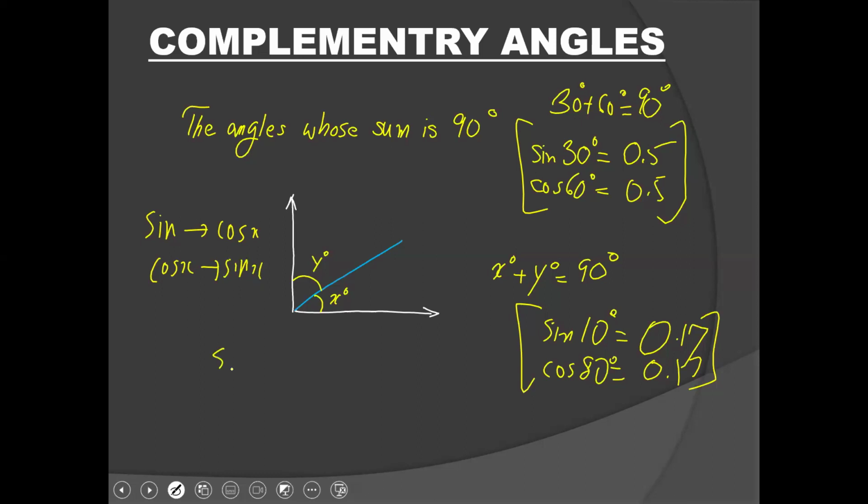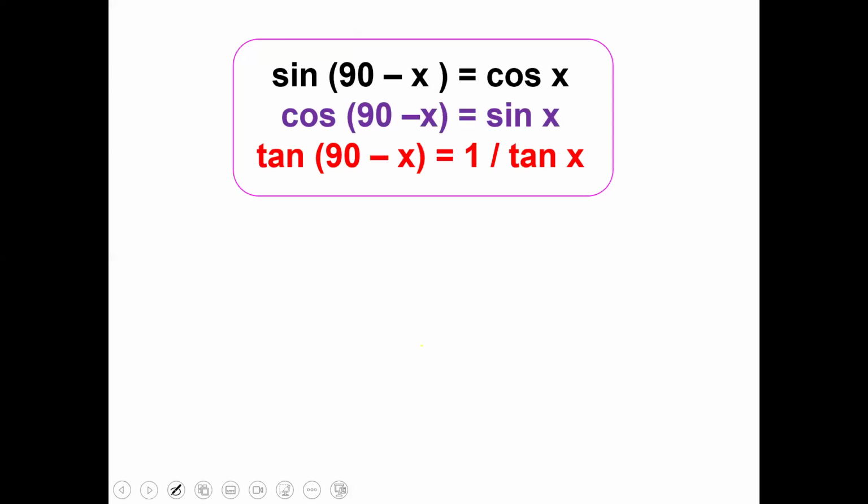For example, can you imagine sine 45 degrees will be equal to cos 45 degrees? And why? Why will cos 45 and sine 45 be equal? Because they add up to 90. Yes. So now this is the property. Now you have to copy down the property.